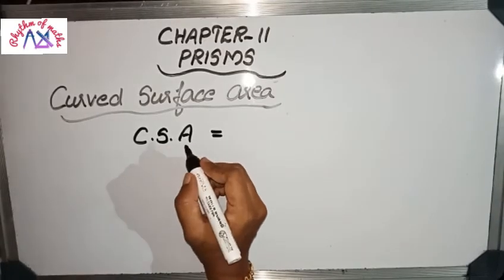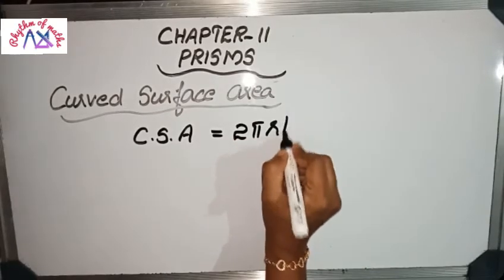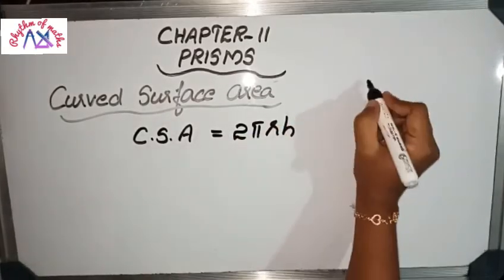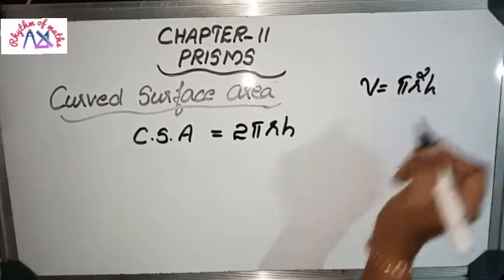Now to find area of this portion, that means equation to find curved surface area. Curved surface area we can write as CSA. In short we can write it as CSA. So curved surface area equation is 2 pi RH. Okay, what is volume? Volume is pi r square h, base area into height.